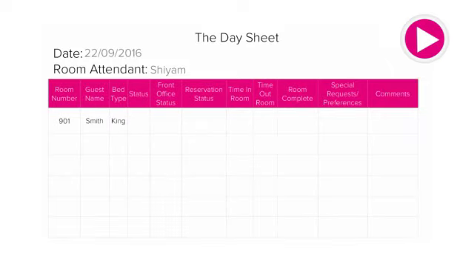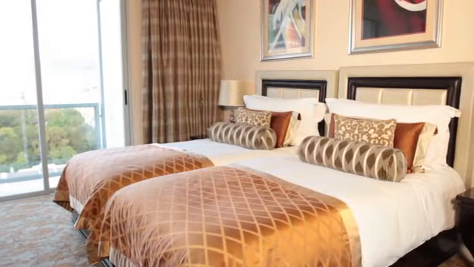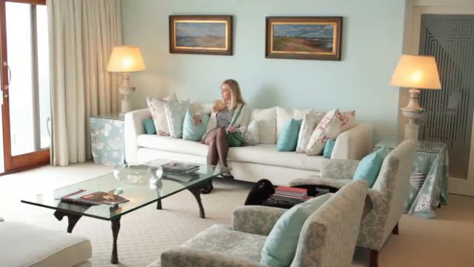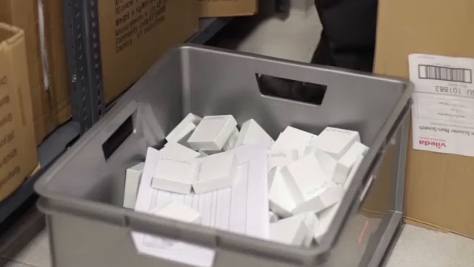It includes the bed type. This will tell you if it is a single, twin, or king room, or if it is a suite. You need to know this so that you can collect the correct linen and number of amenities for these rooms.